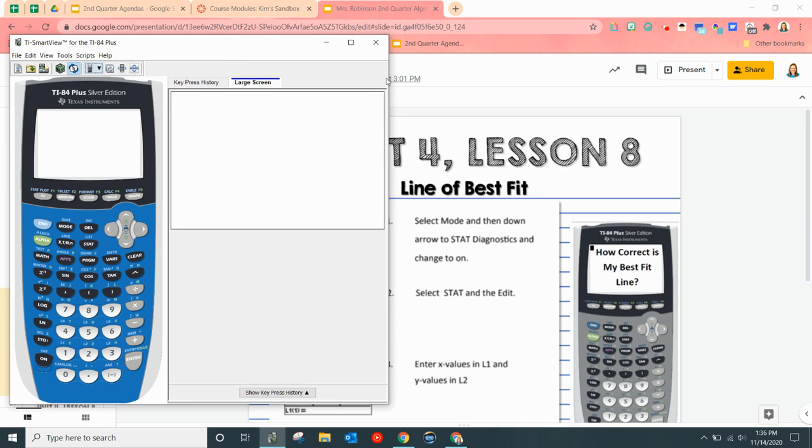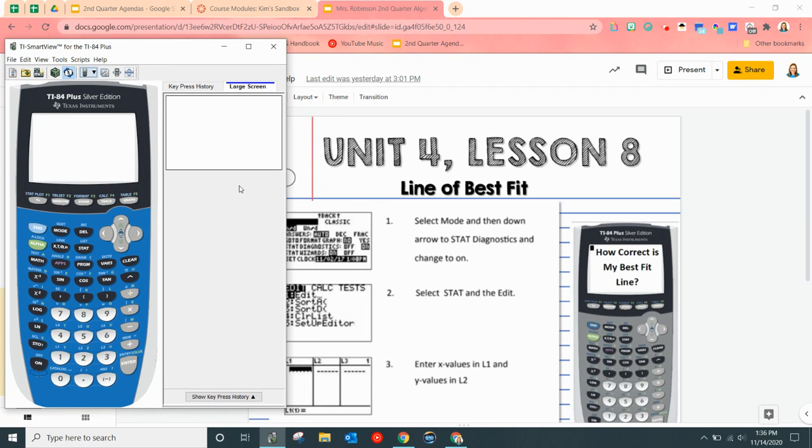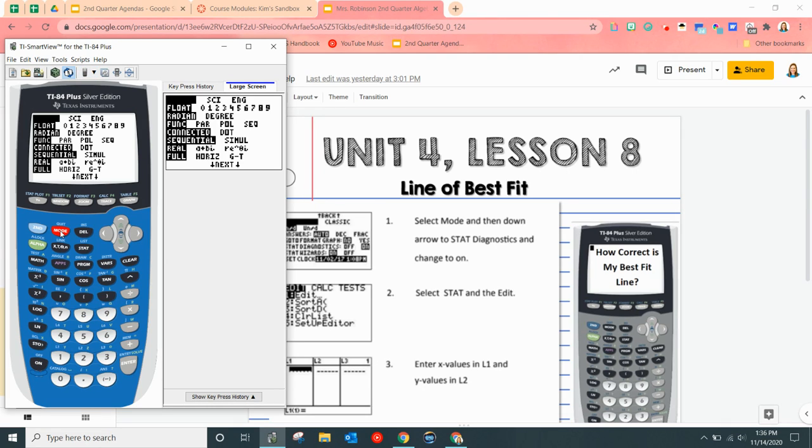Let me see if I can make this a little smaller so we can see our steps here in our window. Okay. There it goes. There's my screen down. So the first thing you need to do is select mode. So on your calculator, you're going to want to find the mode button. It's right here. Notice when I press it, it turns it red so you can see where to find it.